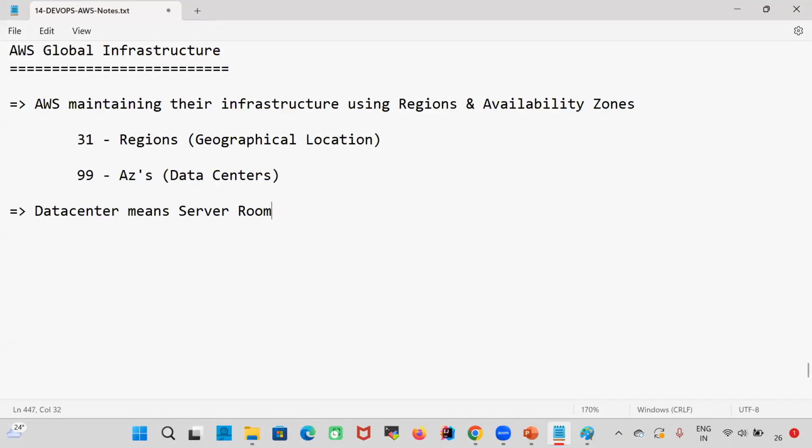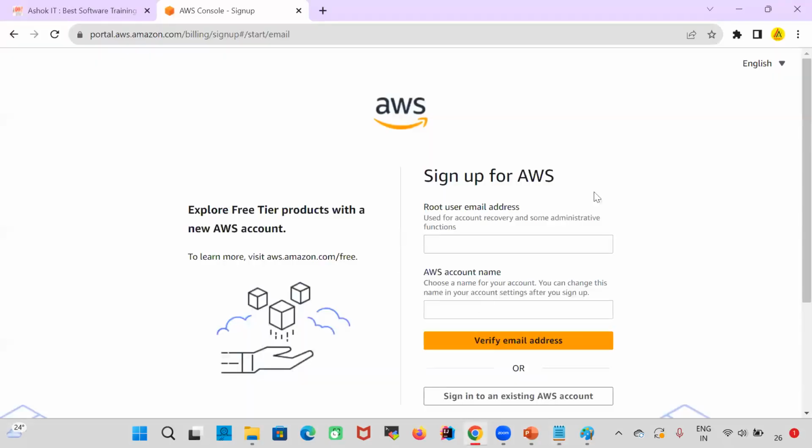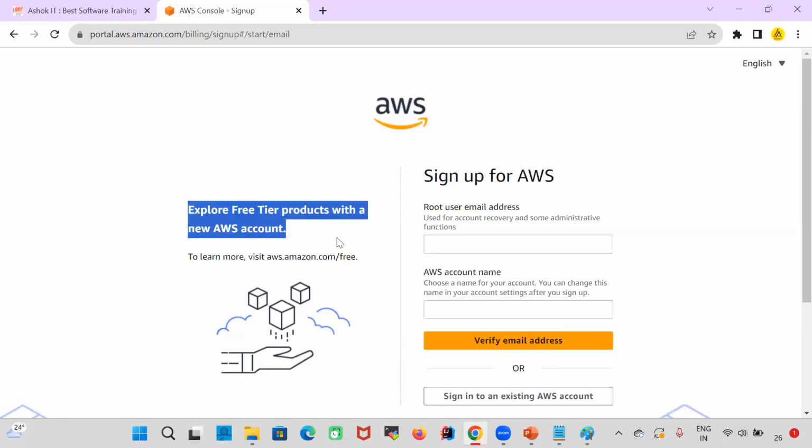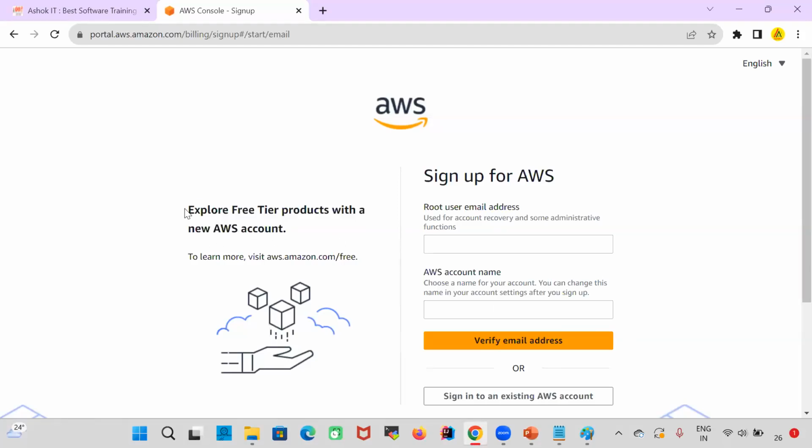That account we can use free for 1 year. So for 1 year, we can use AWS cloud resources for free of cost. You no need to pay a single rupee also. As part of our training, we are going to use AWS free tier account. Explore free tier products with a new AWS account. So you can go for AWS free tier account.